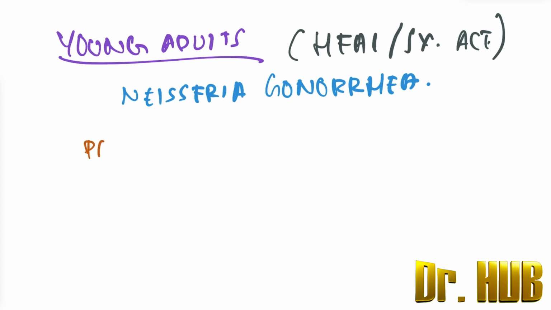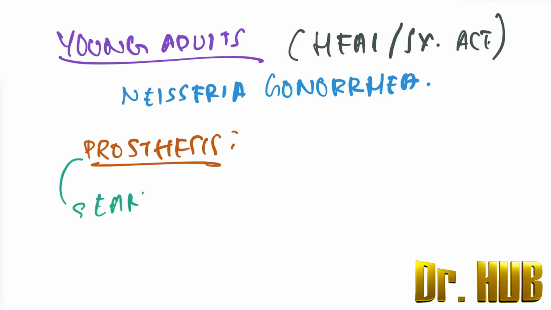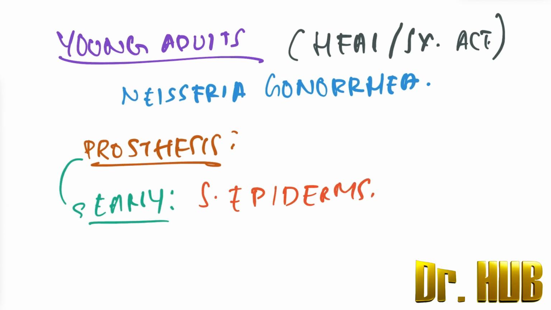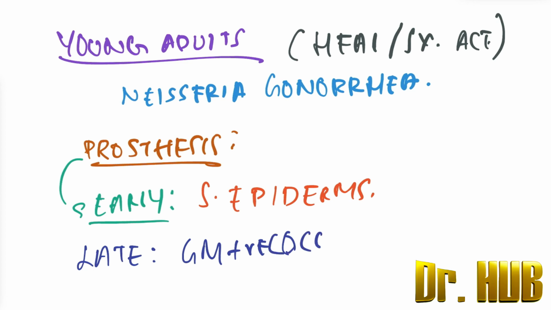Next, we look at prosthesis. In prosthesis, there is early infection as well as late infection. The early infection is by S. epidermidis, and the late infection is by gram-positive cocci or anaerobes.